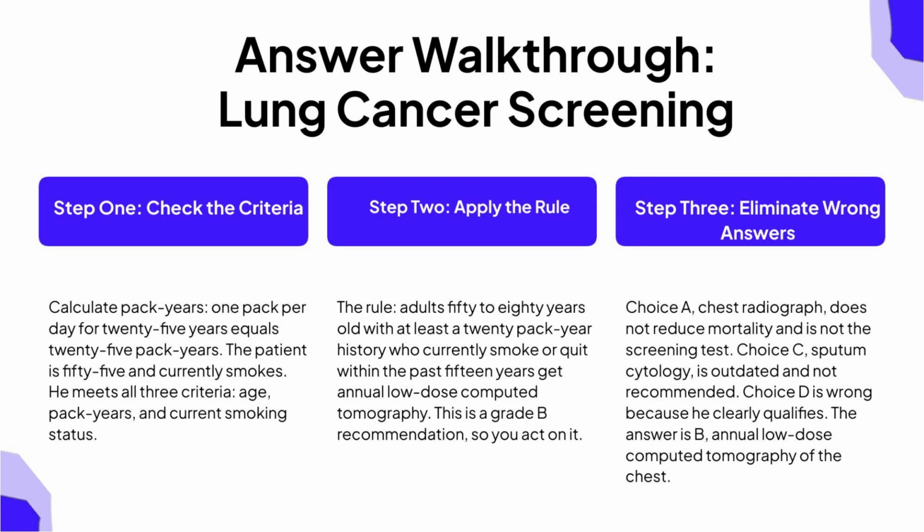Step 3. Eliminate the wrong answers. Chest radiograph does not reduce mortality and is not the screening test. Sputum cytology is outdated.